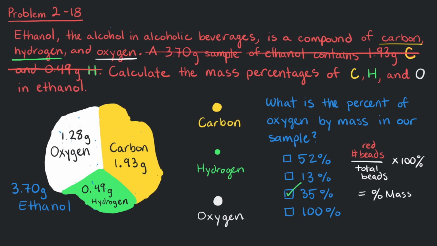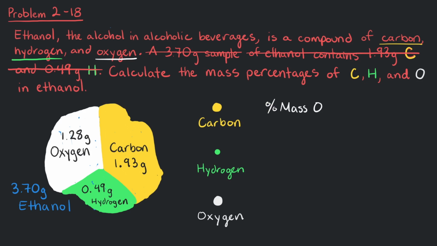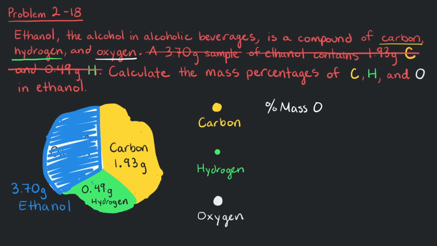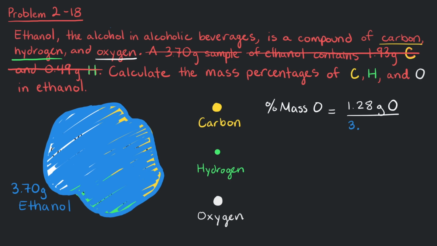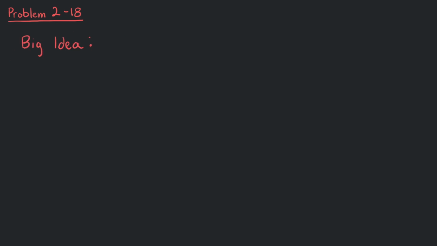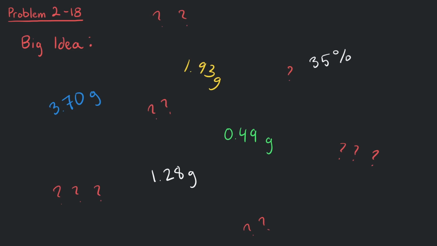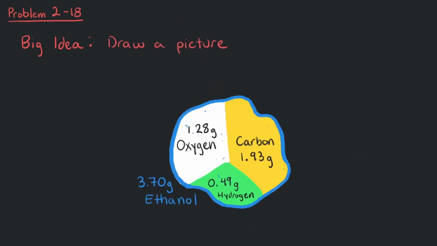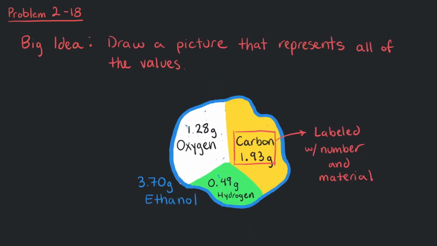To get the percent mass of oxygen in the sample, we divide the mass of the part, 1.28 grams, by the mass of the whole, 3.70 grams. So overall, we get 35%. Solving word problems is always tricky, so here is the main takeaway. When presented with lots of numbers, drawing a picture that represents all of the values makes our lives a lot easier.